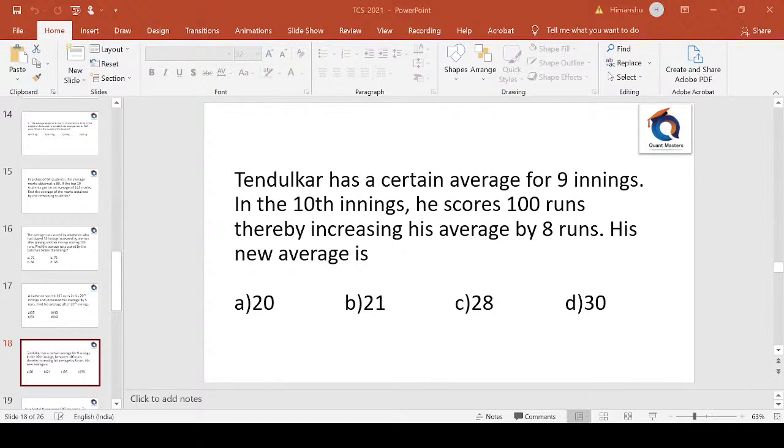Okay. So I see so many people giving the answer without even touching the pen. Very good, people. So let me read the question. Tendulkar has a certain average for 9 innings. In the 10th innings, he scored 100 runs and thereby increased his average by 8 runs. Now, sir, he is increasing his average by 8 runs in how many matches, sir? 10 matches. So 8 into 10 is nothing but 80 runs extra. Sir, in 100, if he has scored 80 runs extra, the remaining 20 was his initial average. His new average increases by 8, so it becomes 20 plus 8, that is nothing but 28 runs.